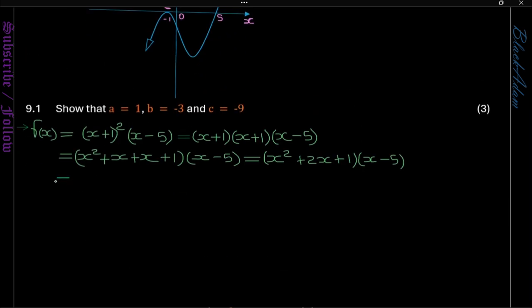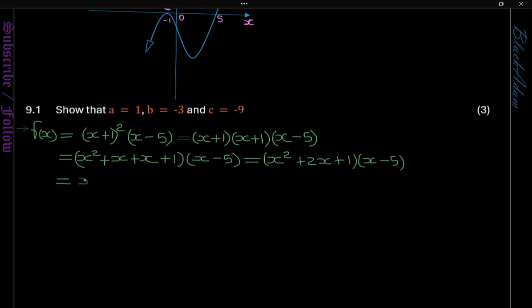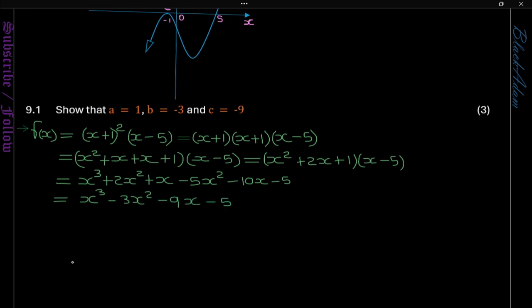And then what we do, we multiply x times that, it will be x cubed, x times 2x is 2x squared, and then we have x times 1, that is x, and -5 times x squared, that's -5x squared. -5 times positive 2x is going to be -10x. -5 times 1 is going to be -5. And then once again we simplify that to give us x cubed minus 3x squared minus 9x, and then we have -5.